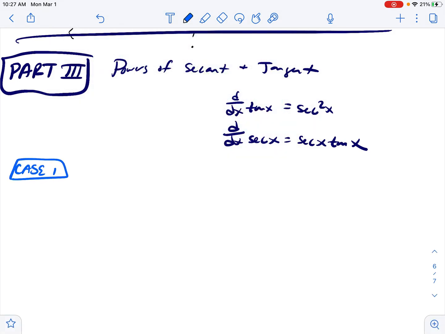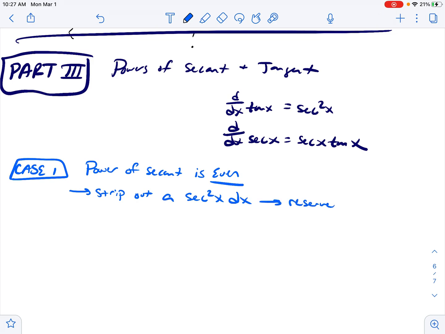So case 1, power of secant is even. Basically the way I say it is this. We're going to end up stripping out a secant squared x dx, and that will be reserved for du, which means u would have been the tangent function.